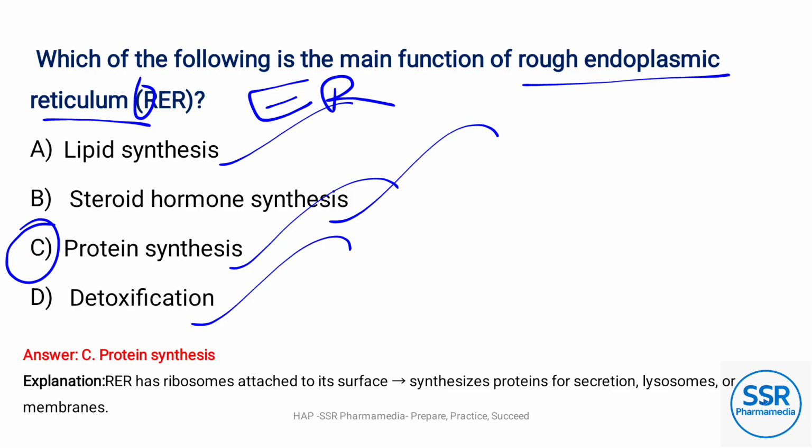It's a very, very important question. Rough endoplasmic reticulum has ribosomes attached to its surface. It synthesizes protein for secretion, lysosomes or membrane.